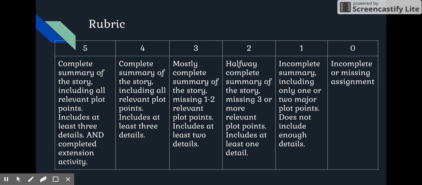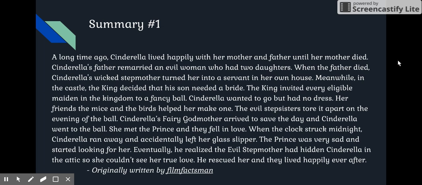The 4, the 3, the 2, and the 1 all say something along the lines of they have completed the summary, but they might be missing a part or they might not have included enough details. 4 means they have received an A, so they do include all relevant plot points, and they have included their 3 details. They just have not completed that extra step of the extension activity.